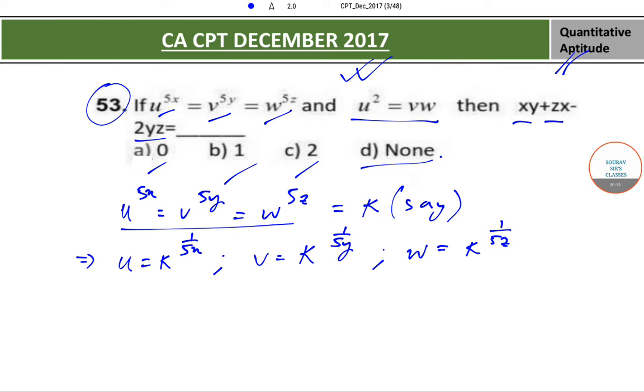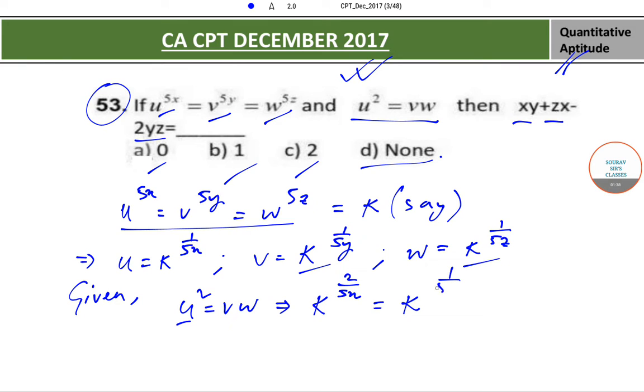So now it has been given that u square is equal to vw. So what is u square? U square is basically k to the power 1 by 5x whole square, so that is 2 by 5x, and here vw is basically k to the power 1 by 5y into k to the power 1 by 5z. So this is ultimately coming down to k to the power 1 by 5y plus 1 by 5z.